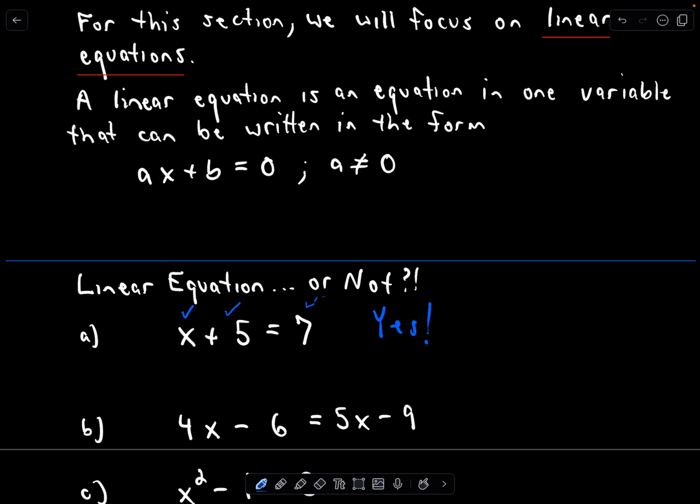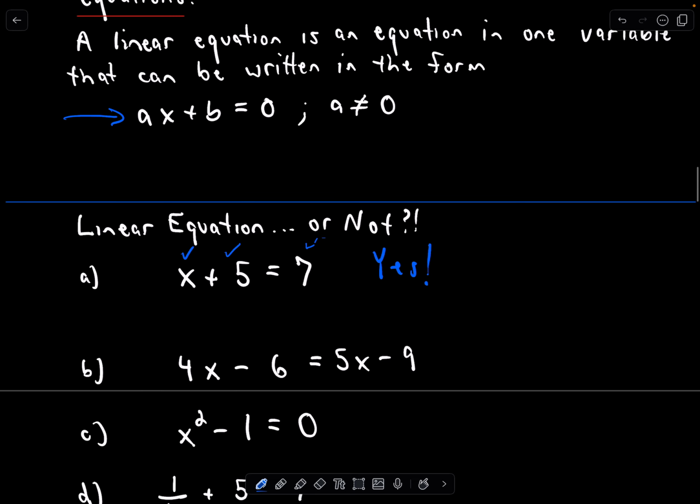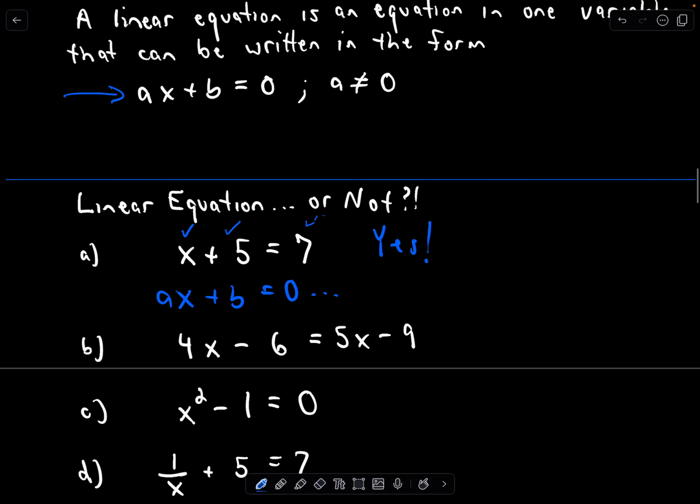And again, if you want to put it into this form, notice it says we want our term involving x first. Well, I've got that here. I've got x by itself. And then it says we want to make the right side equal to 0. There's a way that we can put this in this form, ax plus b equals 0. And that's going to be using this addition property that we'll talk about in just a second. Okay, so the first one is linear.